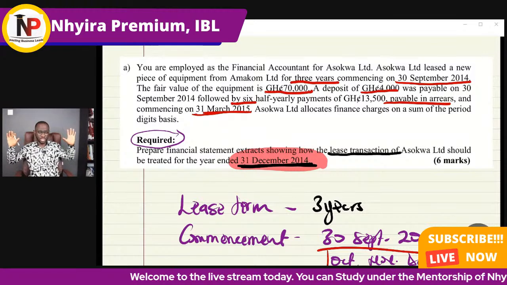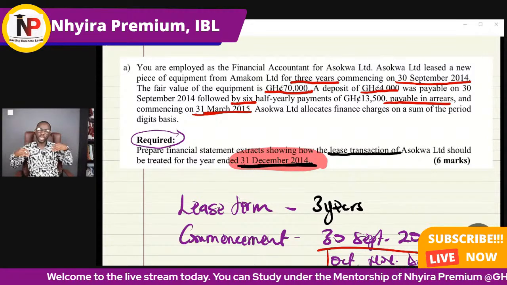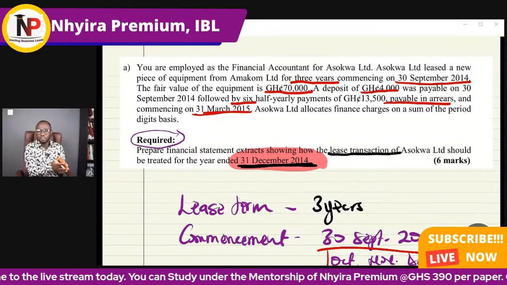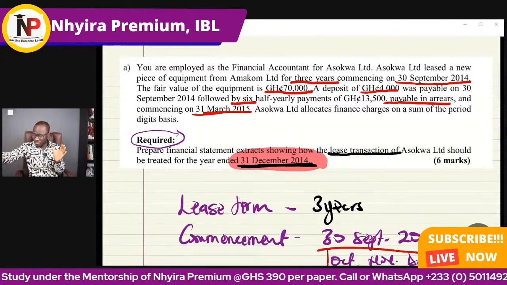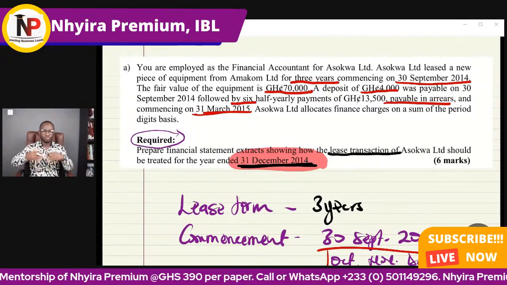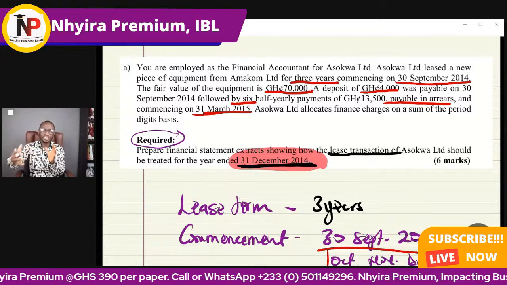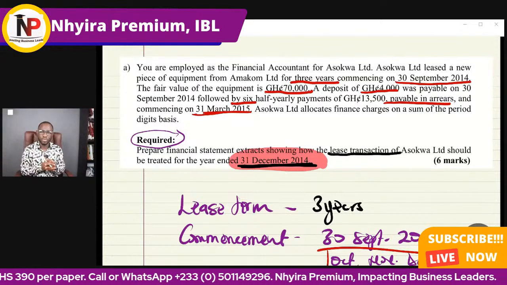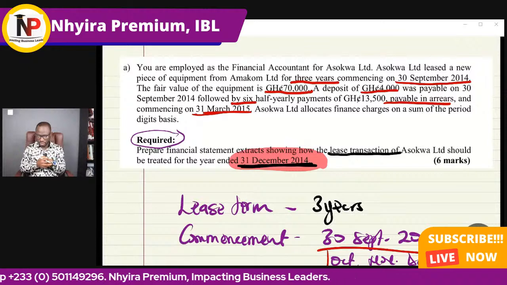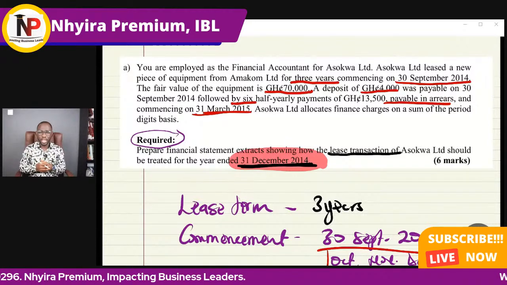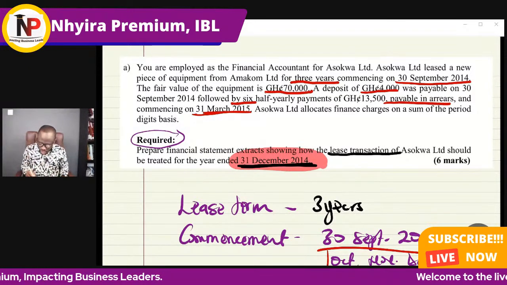It's very critical. You need to understand exactly what is going on here. So after the 30th September, when they did the deposit of 4,000, they will now pay every 6 months an amount of 13,500 for every 6 months. And that will be twice every year for the period of duration.